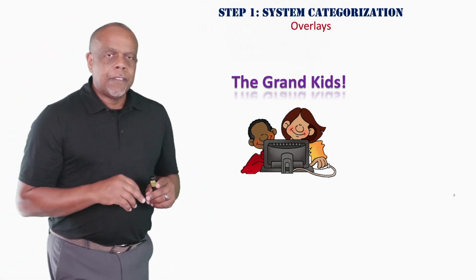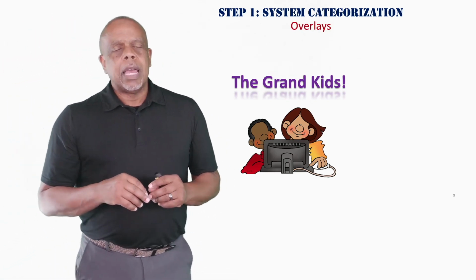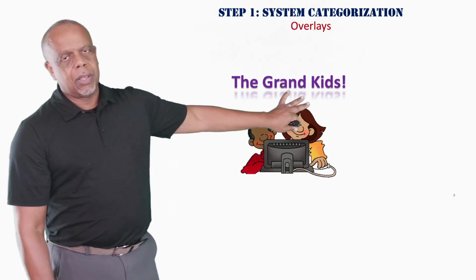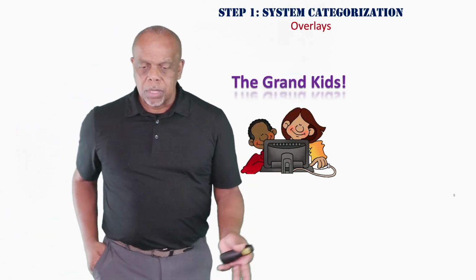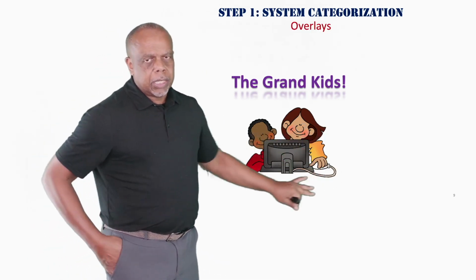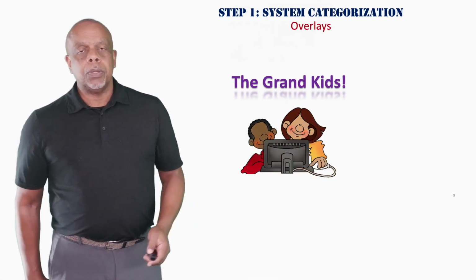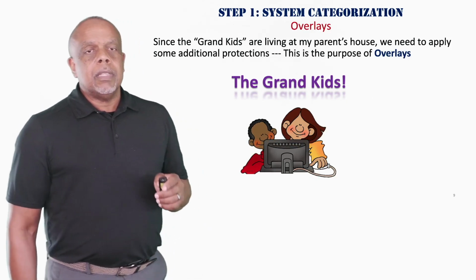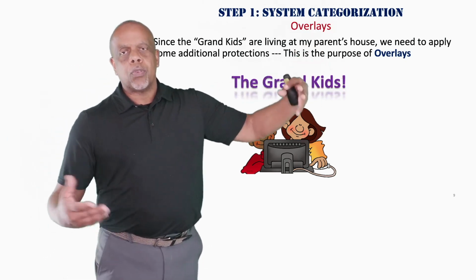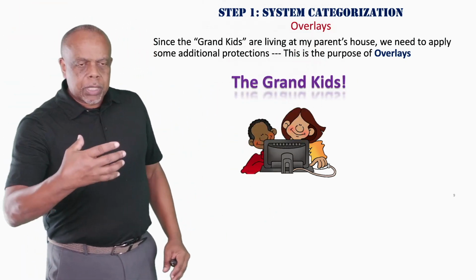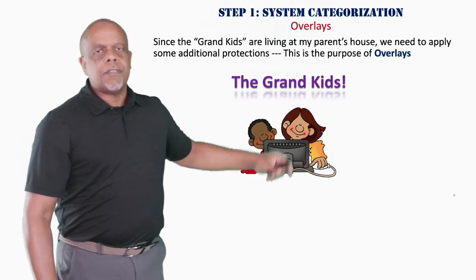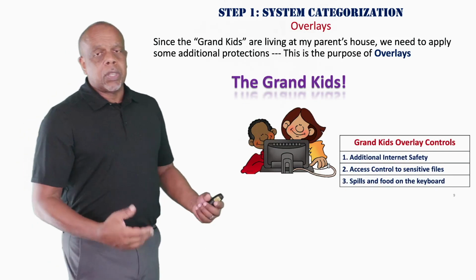Well, I found out that my sister's kids are now living with my mom and dad. So yes, my mom and dad now have grandkids in the house. What do you think comes along with having a 6 and a 9-year-old grandkids in the house with respect to a new computer? Well, we have to apply some additional protections. That's the purpose of an overlay. It shows that we've done the categorization, but now there are some additional things we need to add because there's something unique in this environment.